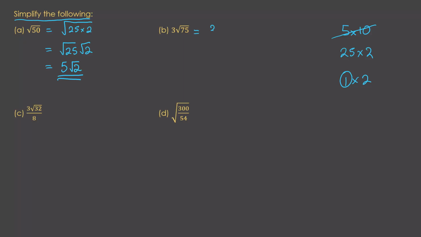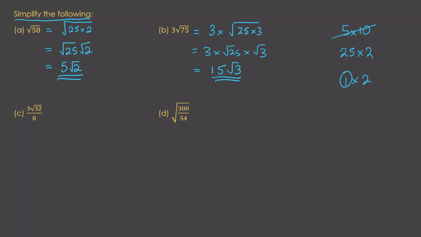Now here, I'm going to use 25 again. 75 is 25 times 3. So I've got 3 times root 25 times root 3. Square root of 25 is 5, times that by 3 is 15, and so I get 15 root 3.